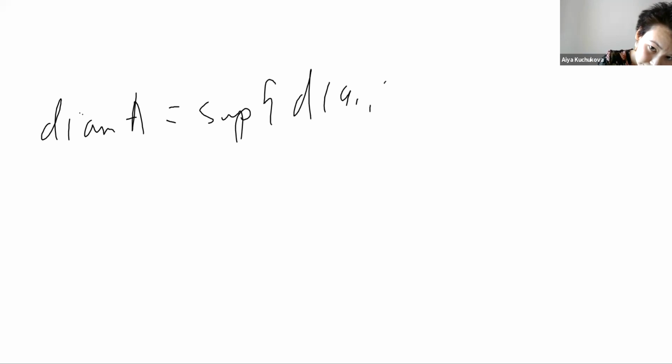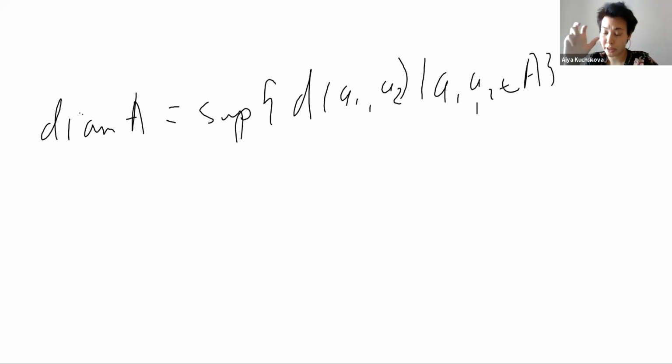Okay, and so what we have later is a definition of a diameter. The diameter of some set A is the supremum of d(a1, a2), where a1, a2 are in A. So it's basically the largest distance that's possible between any two points in the set A, right? And so if the diameter exists, it means that the set is bounded, because it would have some maximum.